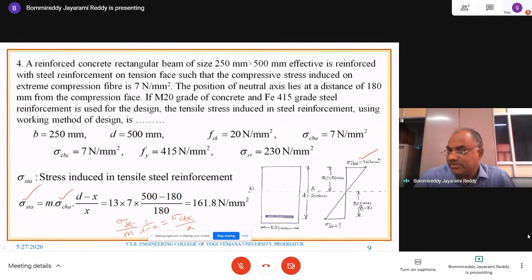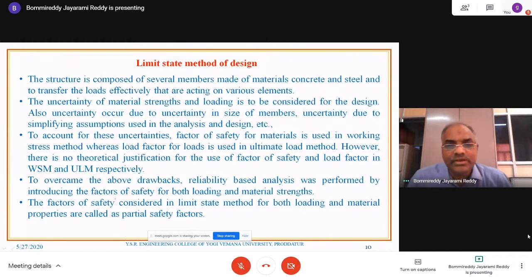So it is 161.8 Newton per mm square. Or sometimes if sigma ST is given, you can find out what is sigma CBA. So that's all about the various types of problems that are associated with the working stress method of design. Now let us move to limit state method of design.